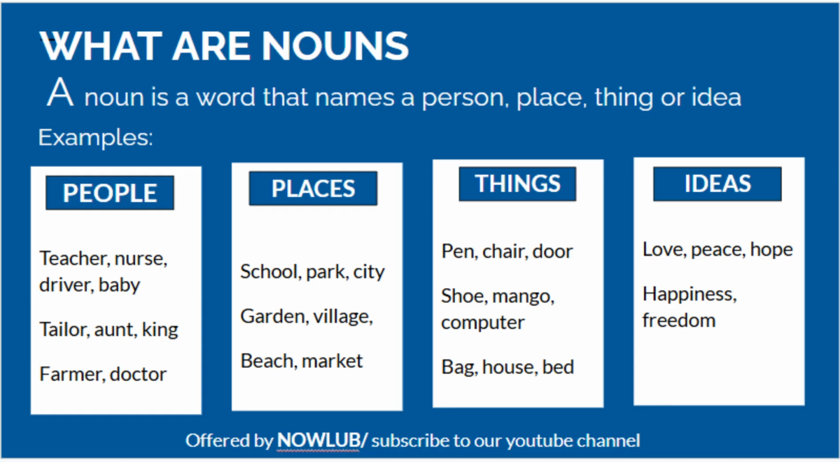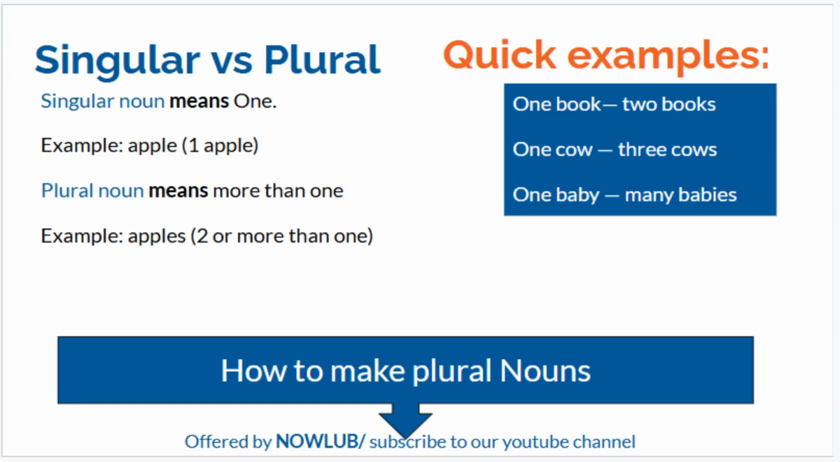What are nouns? A noun is a word that names a person, place, thing, or idea. Examples: teacher, school, pen, love, peace, and so on. So, a noun names a person, place, thing, or idea. And remember, today we are talking about singular and plural nouns.